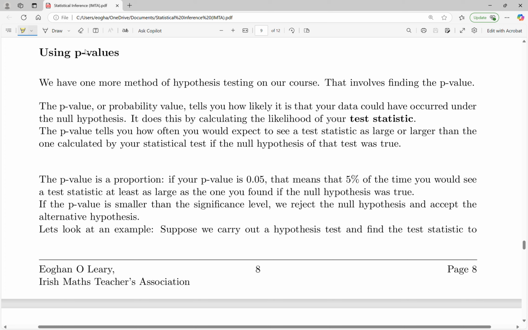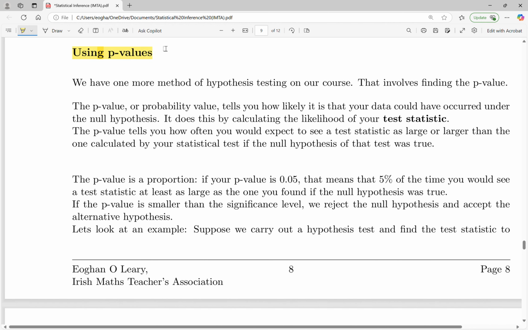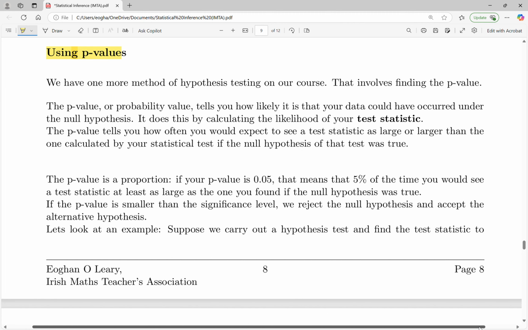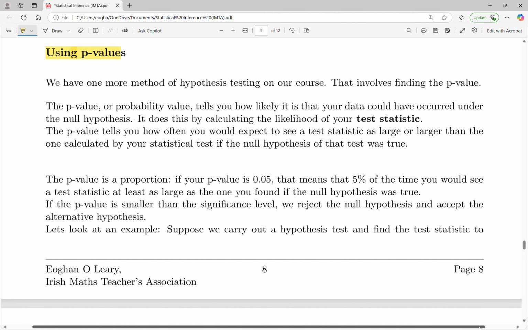We'll look here now at p-values. It's a part of inferential statistics that students rarely enjoy at the start, but once you do enough of them, you find that they're actually not that much more difficult than getting the z-score, the test statistic, because it's just another step on from that.